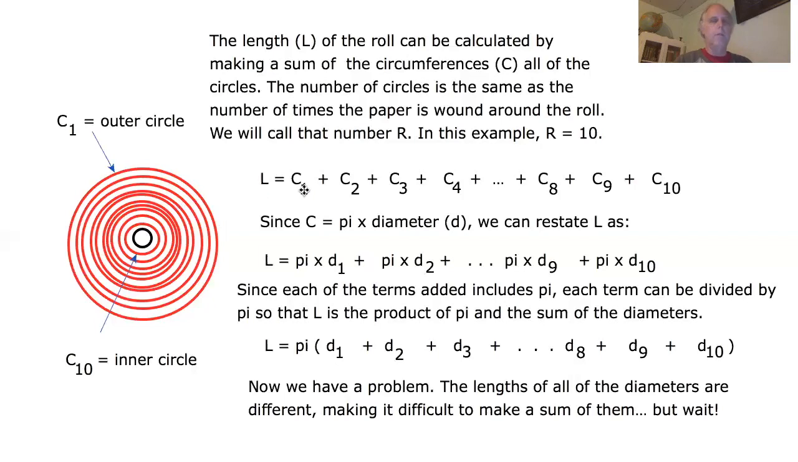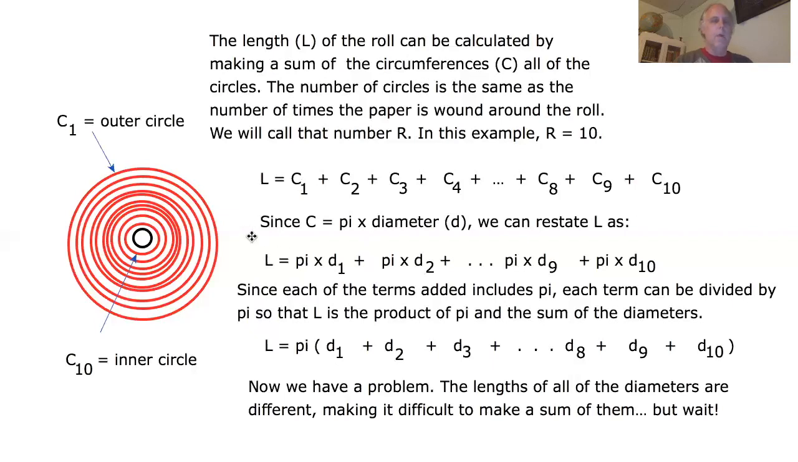Length is equal to the circumference of the first circle, the outer circle, plus the second circle, plus the third circle, all the way up to the 10th circle. So here's the equation for that. Put an ellipsis in the middle here, so we don't have to write out all of the different terms of this equation. But we see that there are 10 different terms, 10 different circumferences added together.